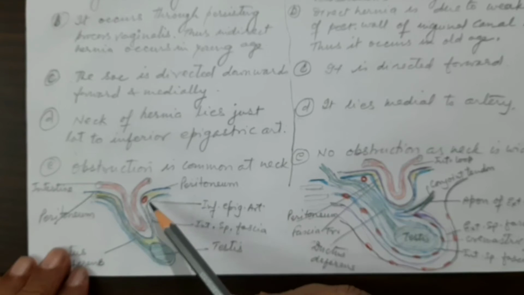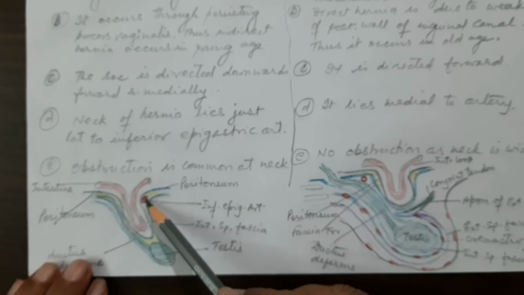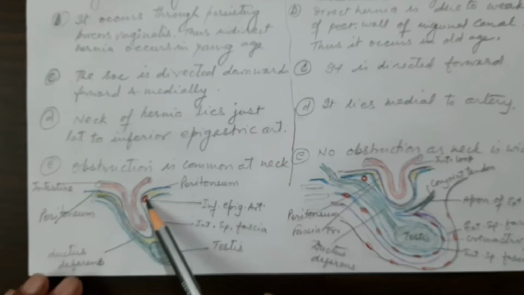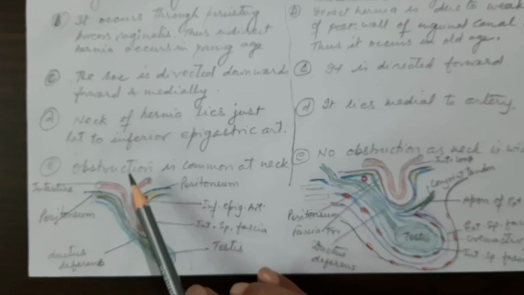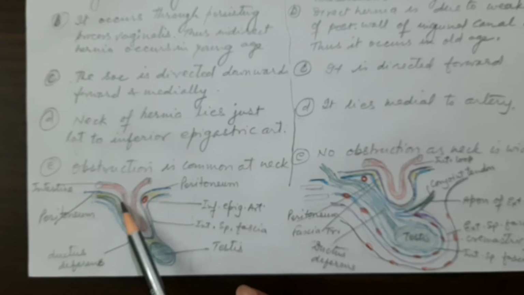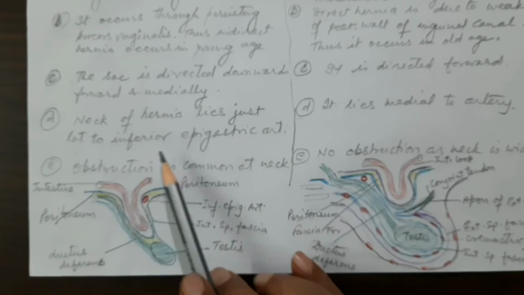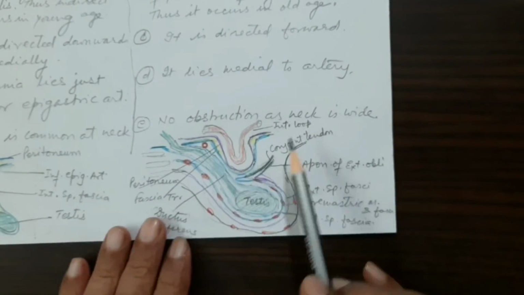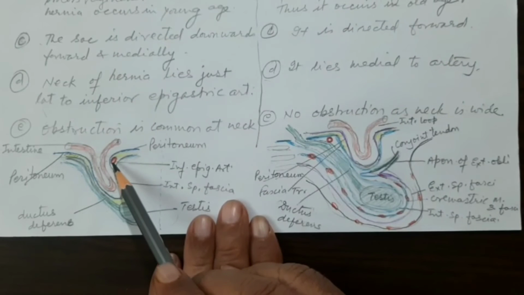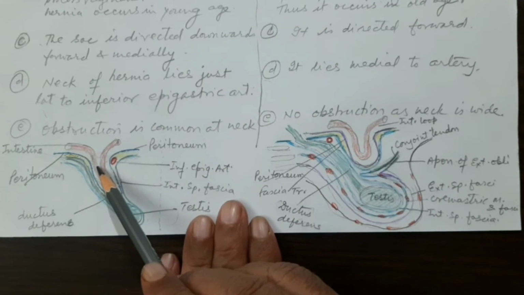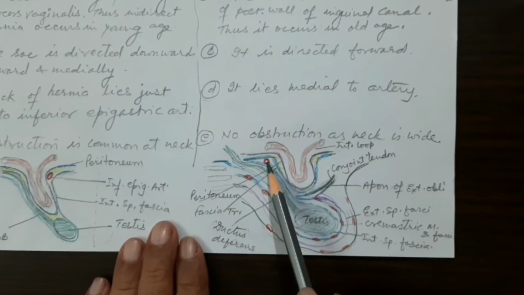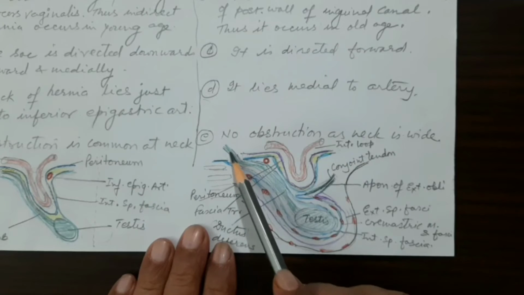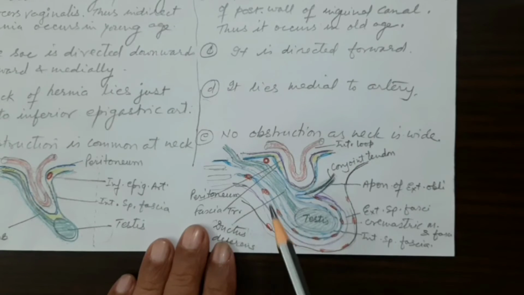So this is how the peritoneal sac pushes its way through the deep inguinal ring, which lies lateral to the inferior epigastric artery. That's why it is said that the neck of the hernia lies just lateral to the inferior epigastric artery. Let us see this diagram, which is the diagram of the direct hernia. Now this inferior epigastric artery was here and the hernial sac was lateral to it. Now this inferior epigastric artery is here and this is the deep inguinal ring. Through this the vas deferens is passing, going right up to the testes.